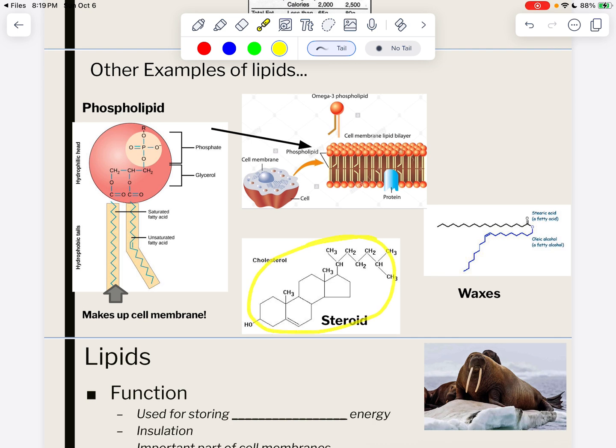Steroids, here's what steroids look like. Those are going to be those special classification of hormones. And waxes look like this. You can say like your earwax or whatever.